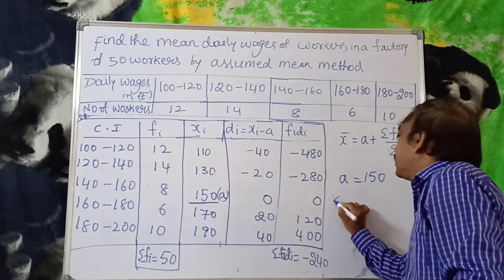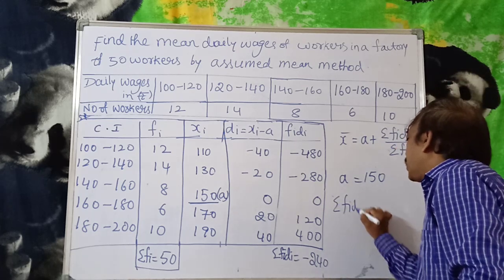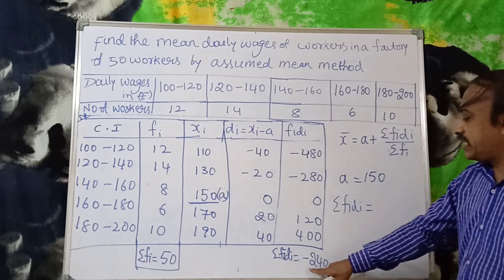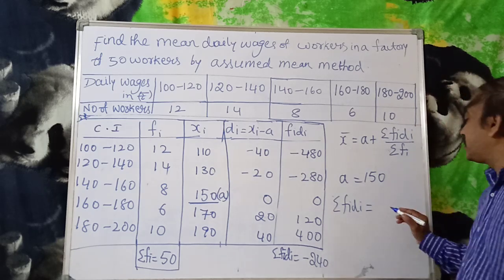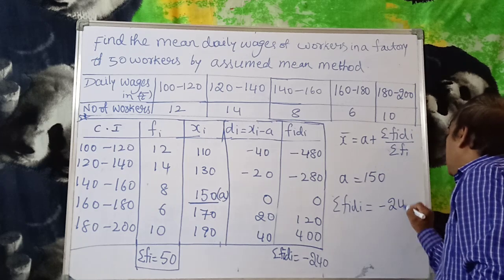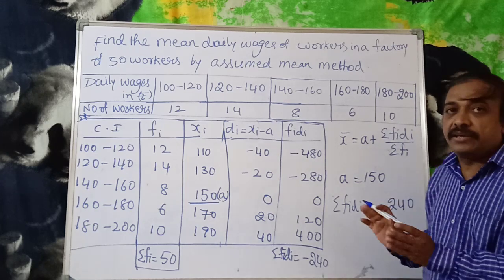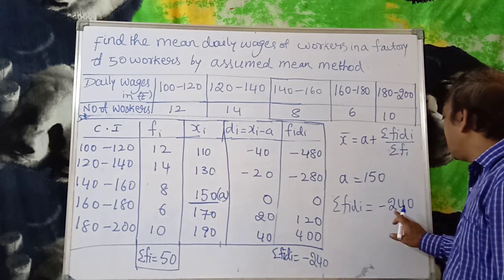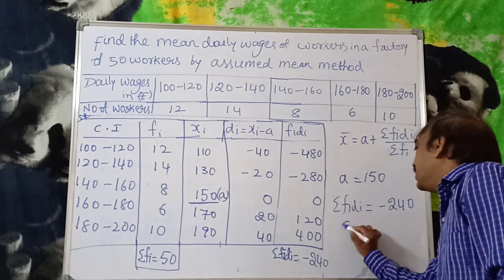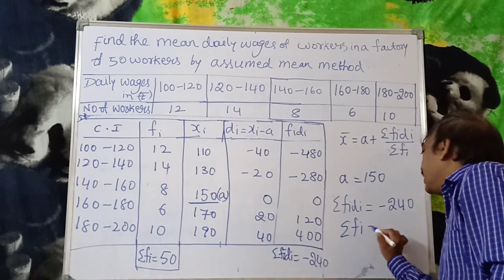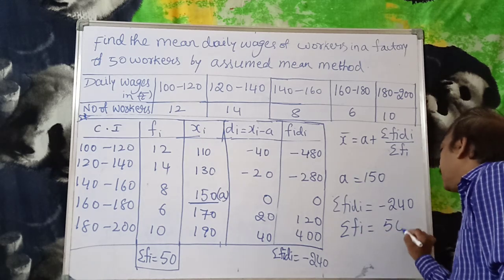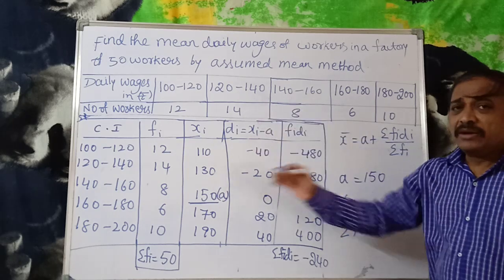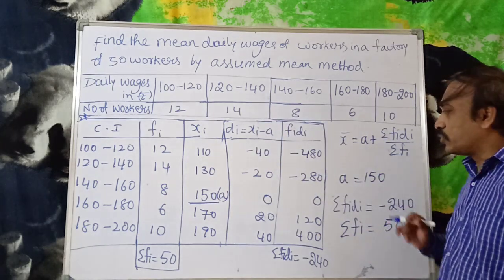Then sigma Fi di, just now we calculated, what is the answer? Sigma Fi di is minus 240. You should not neglect the signs. You must be very careful with the sign. Sigma Fi di is equal to minus 240 and sigma Fi is equal to 50. Sigma Fi is the total frequency.